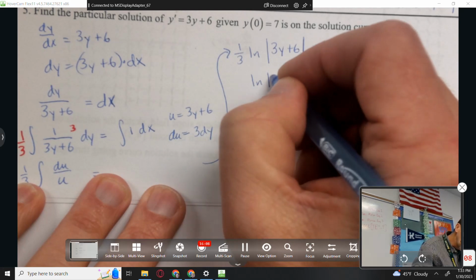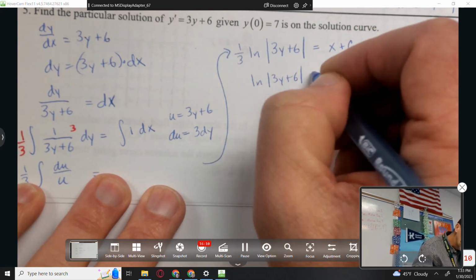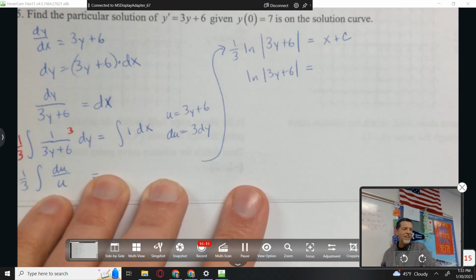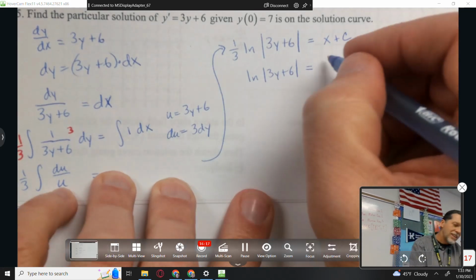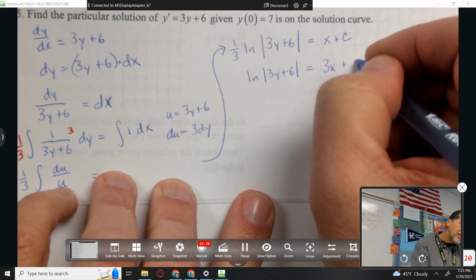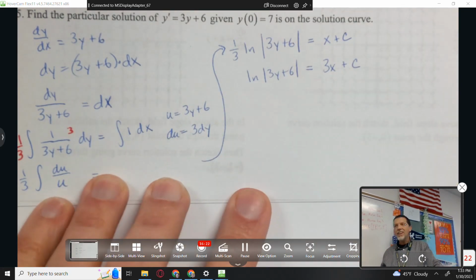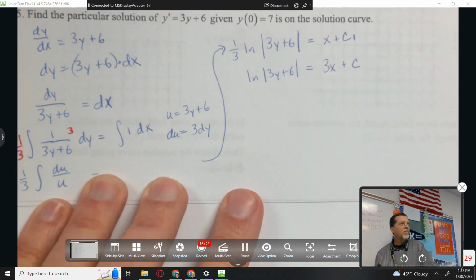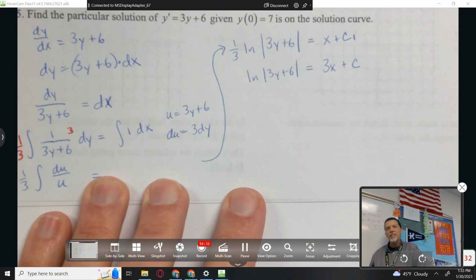So natural log 3y plus 6 equals, what's going to be on the other side? 3x plus c. That's a different c now, if that bothers you. Right, it's like, oh, you didn't distribute. Like, I did, but 3c and c are the same thing, if c is anything. So differentiate them if you want to. I mean, not take their derivative, differentiate. Mark them differently if it helps.